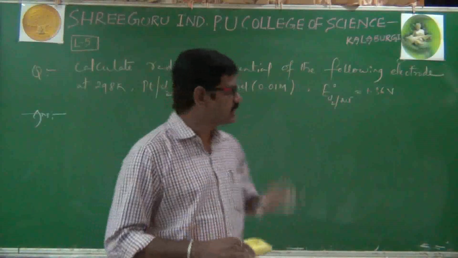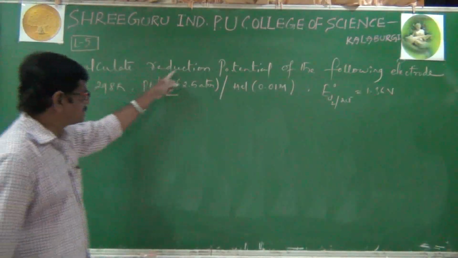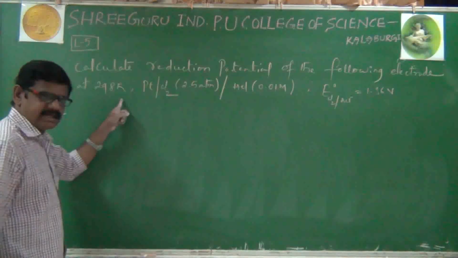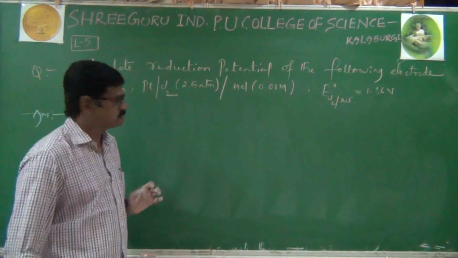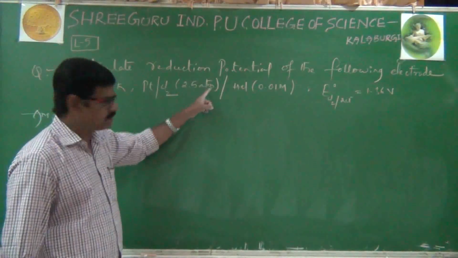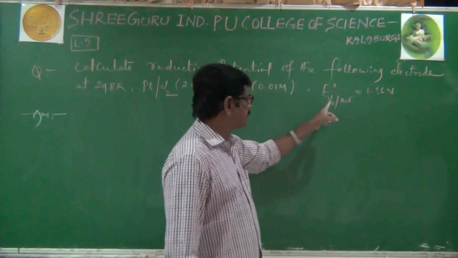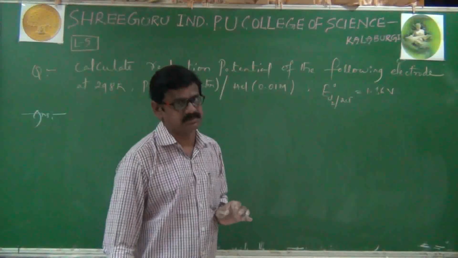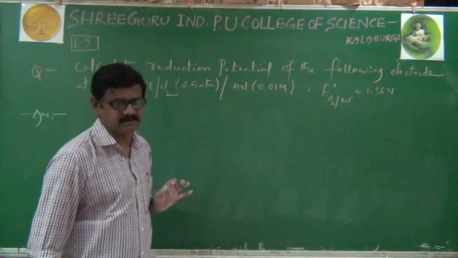Right, see here, one question has been given: calculate the reduction potential of the following electrode at 298 kelvins. The electrode symbol given is Pt | Cl2 (2.5 atmospheres) | HCl (0.01 molar), and E0 of Cl2 | 2Cl minus is 1.36 volts. First we'll try to understand the given question.